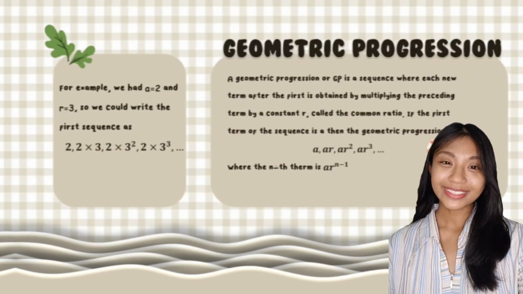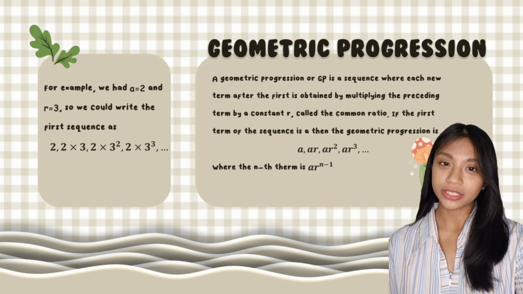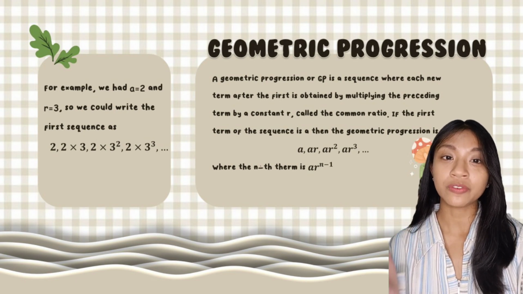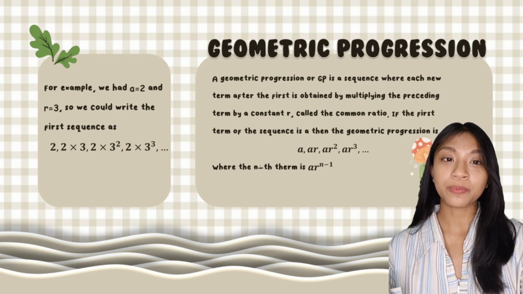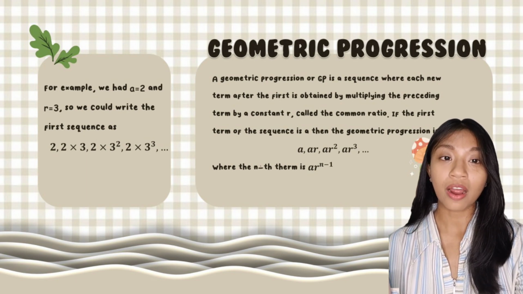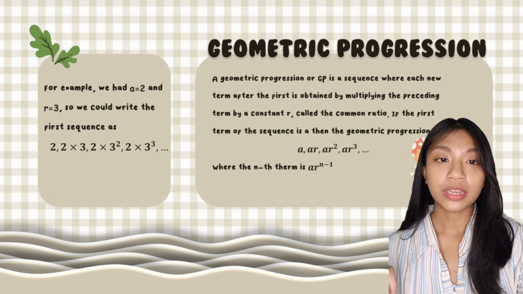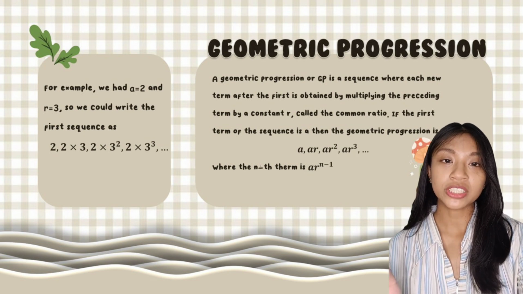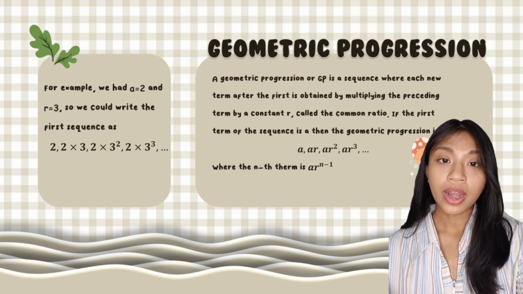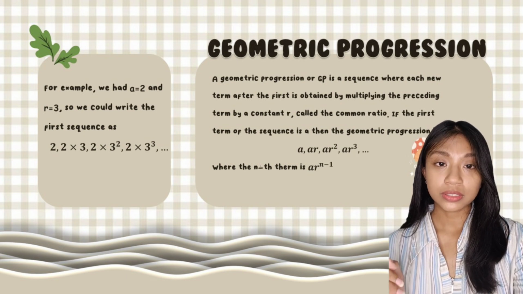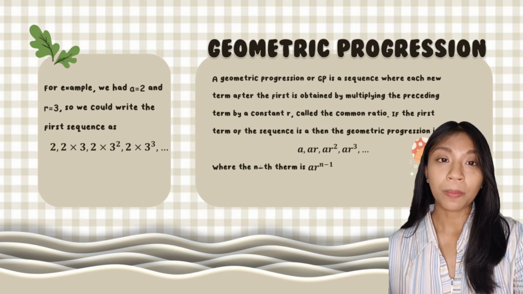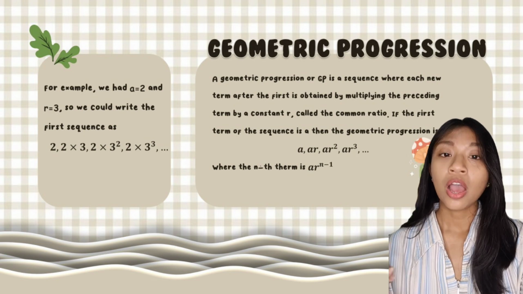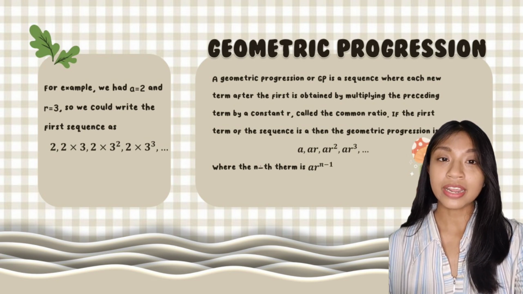Next, I will explain about geometric progression. A geometric progression, or GP, is a sequence where each new term after the first is obtained by multiplying the preceding term by a constant r, called the common ratio. If the first term of the sequence is a, then the geometric progression is a, ar, ar^2, ar^3, and so forth, where the nth term is ar^(n - 1).